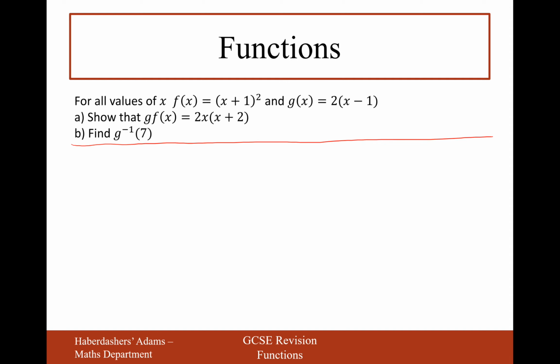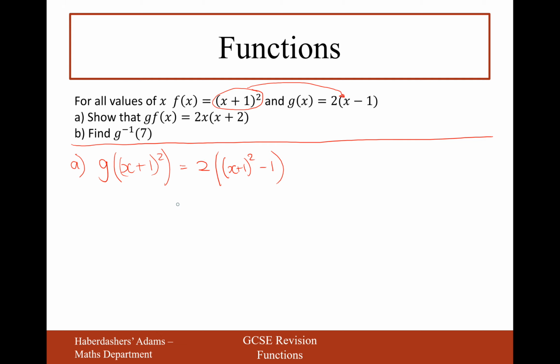Okay, so let's have a go at part A then. Part A is gf of x equals this thing here, or show that gf of x is this thing here. I'll ignore this for now, and then hopefully my answer will be this. So it's going to be g of f of x, and f of x is this expression here, x plus 1 all squared. Then I'm going to put x plus 1 all squared into the x position in the g function. So that's going to make it 2 bracket x plus 1 squared minus 1.